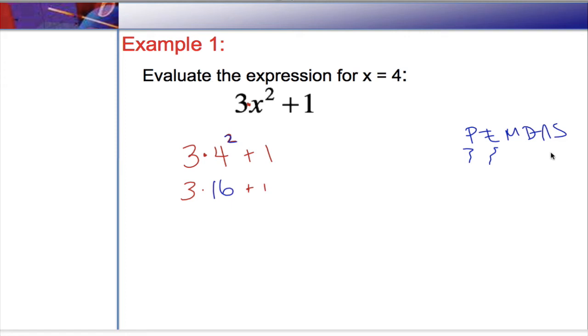So in my order of operations, multiplication and division comes next. I don't have any division, but I do have multiplication. So next we'll multiply together 3 times 16, which is 48. Now we perform the addition and subtraction last. So my final result is 49.